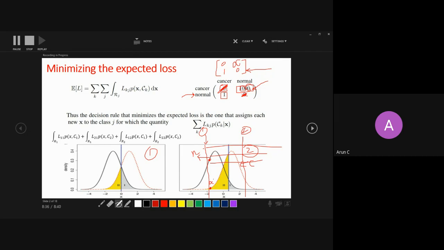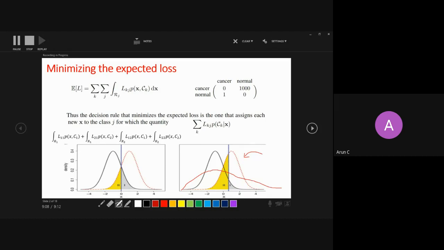To overcome the infinite penalty, I don't want to accept any chance of getting infinite loss. So I will shift my decision boundary until I get a zero probability of cancer being misclassified. I'm explaining this intuitively. This is just a binary case. Let's say there are 3 classes, and this is some third distribution for a class.